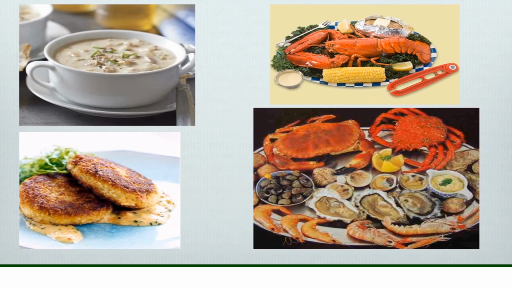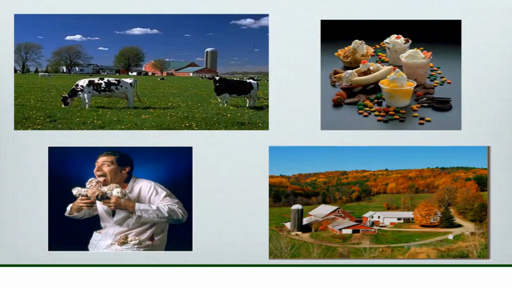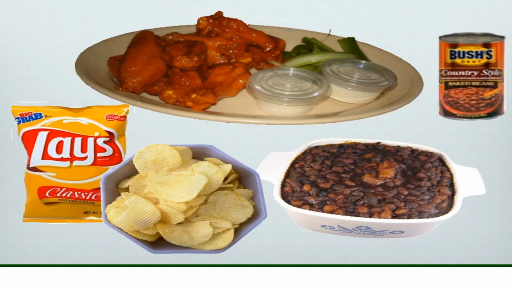Clam chowder, crab cakes, lobster, and seafoods are among the Northeast's most popular foods. Because there are so many dairy farms in this region, people eat a lot of dairy products too. In fact, Northeasterners eat more ice cream per person than any other region in the United States. And finally, for the Northeast region, baked beans, potato chips, and buffalo wings were all invented in the Northeast region.